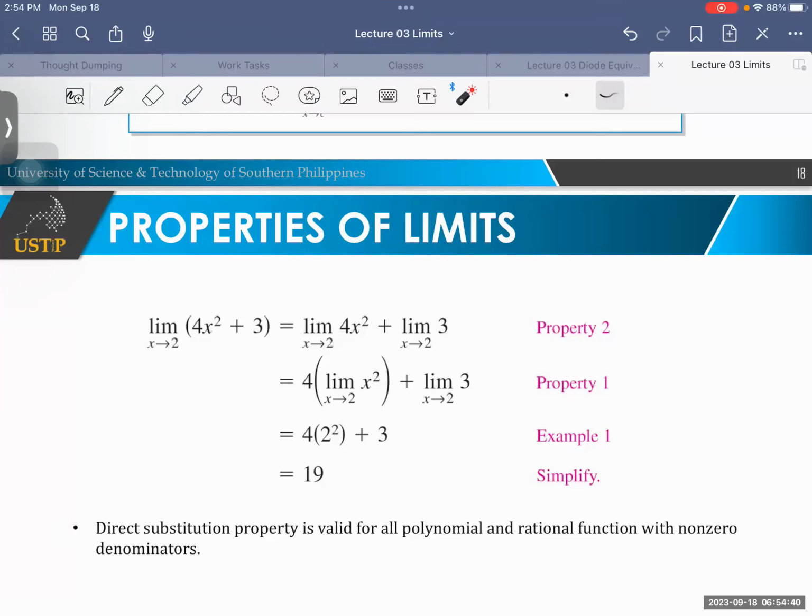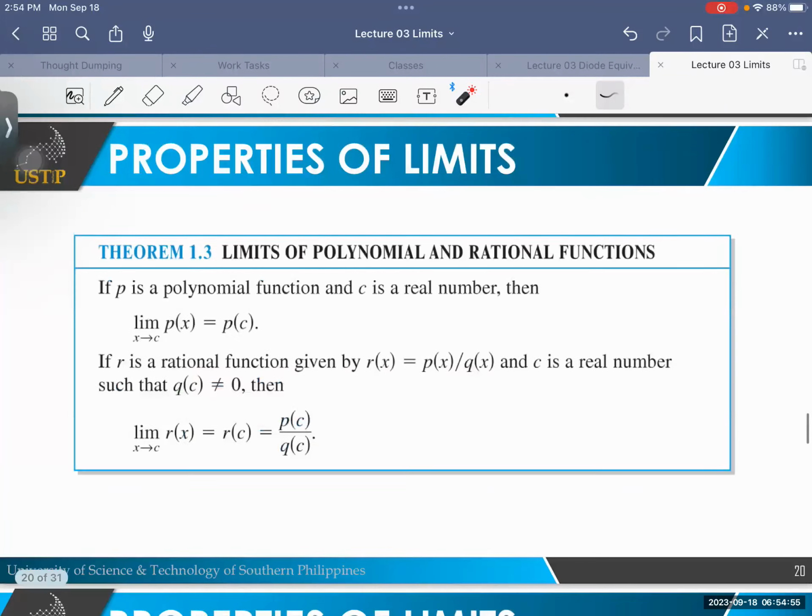Again, a reminder: the direct substitution property is valid for all polynomials. For a rational function with non-zero denominators, we can also directly simplify or substitute the value. Let's have the limits of polynomial and rational functions. As I mentioned earlier, if P is a polynomial function and c is a real number, all you have to do is substitute c for your x, so you will get P of c. If R is a rational function given by this one, and c is a real number such that your denominator does not become zero, then straightforwardly, the limit of that is just R of c, which is substituting the value of c for your x.